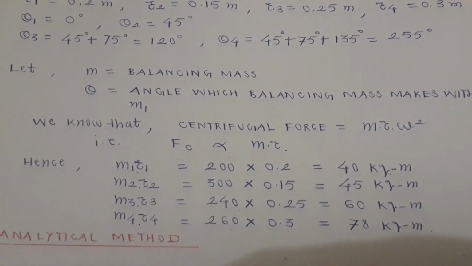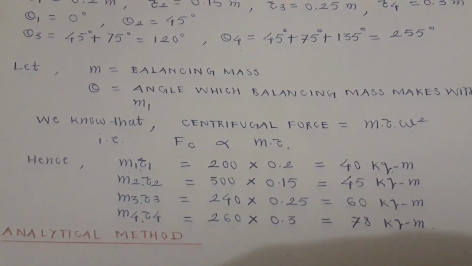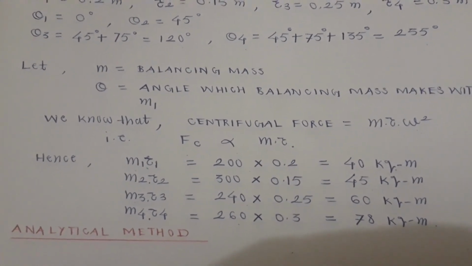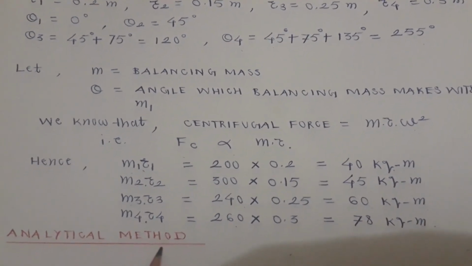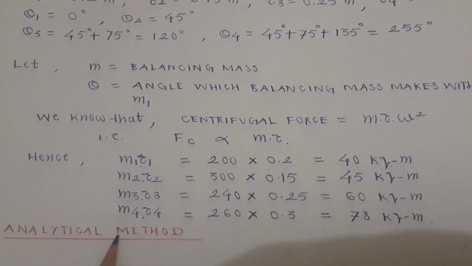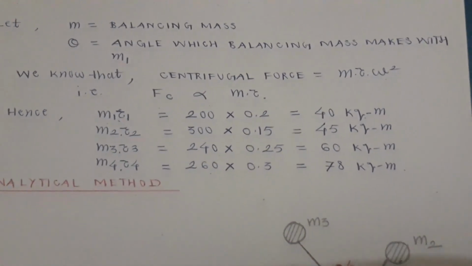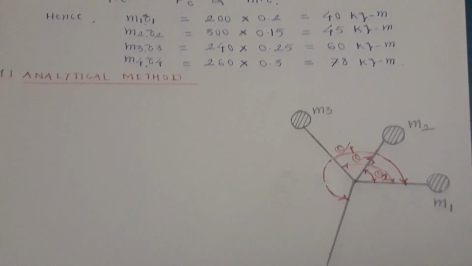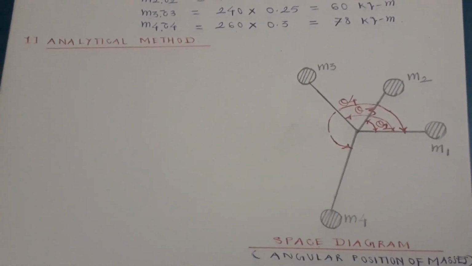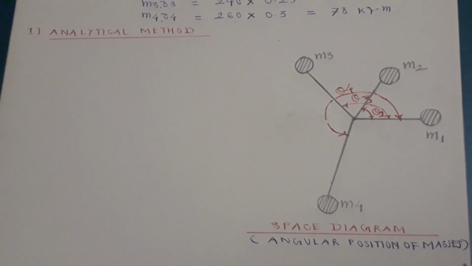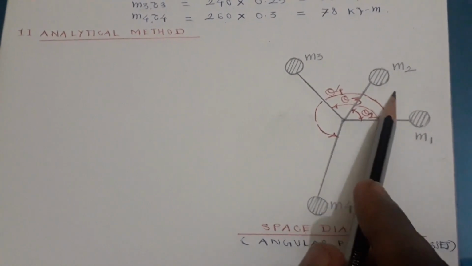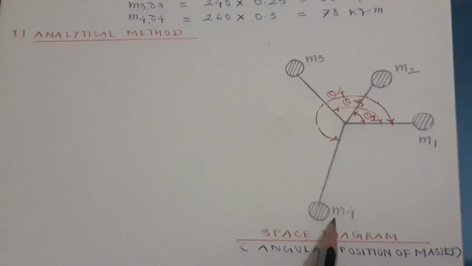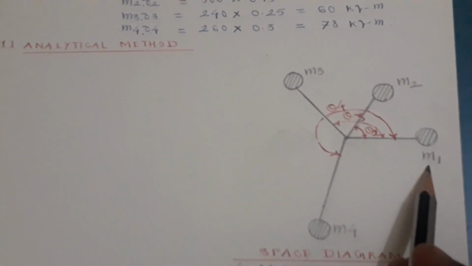Once we have all these centrifugal forces, we can solve this problem by two methods. Let us discuss the first one, that is the analytical method. For the analytical method, first we have to draw the space diagram, the space diagram for all the masses showing the angular position of the masses. Here we have considered the angular positions for m1, m2, m3 and m4, and we have considered m1 as the reference line.